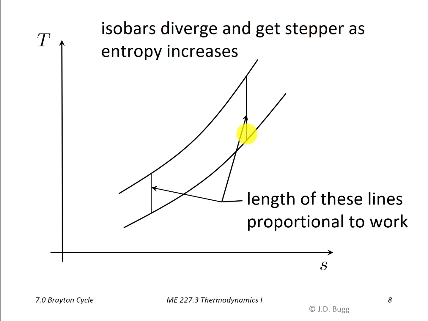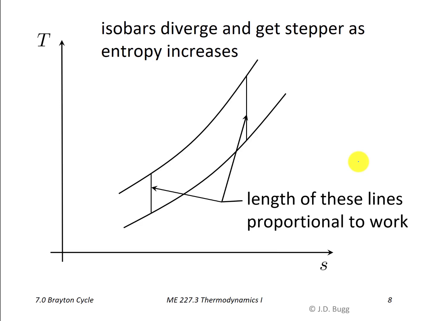Because remember, the delta H is now Cp delta T. So the length of those lines scales directly to the work. So if these two lines of constant pressure were just parallel and straight, then a vertical line here and a vertical line here would have the same length. And our back work ratio would be 100%, which means all the work produced by the turbine is required by the compressor, and there would be no work left for output to be used in the surroundings. So it's very important that these both curve and get steeper as we go up, so that a vertical line, the vertical distance between them, gets longer as we move to the right.